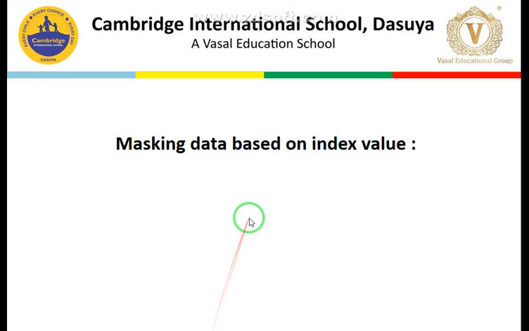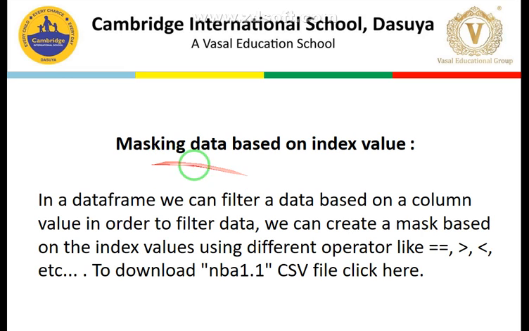Now students, moving to our last topic of the day, that is masking the data based on the index value. In a data frame we can filter the data based on a column value, that we have already covered. Here we can create a mask based on the index values. We'll be using the index value, the same way we use the relational operator, and this operation is applied on the NBA1 file.